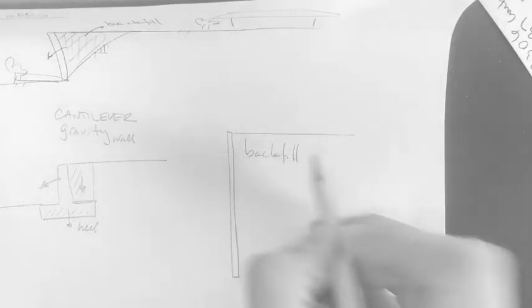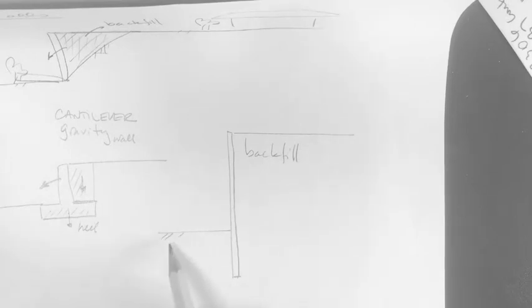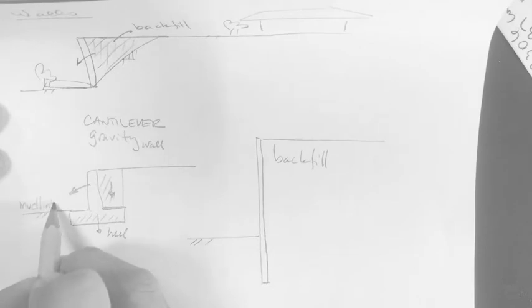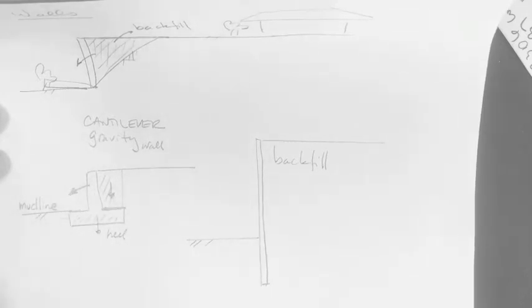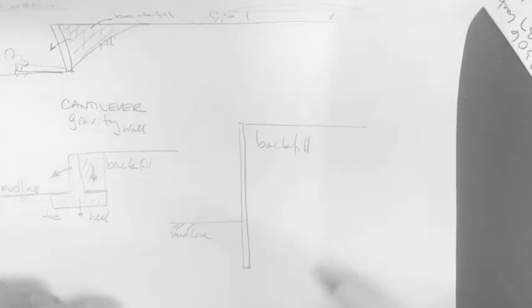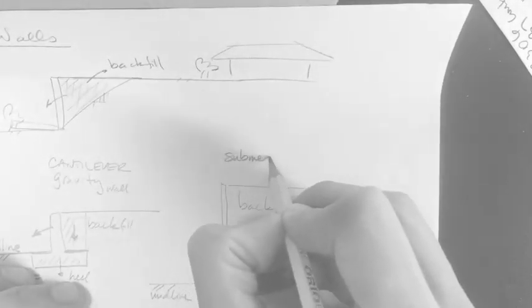Generally very slender relative to how deep they are. So here's the backfill. And here is what's called the mud line, which I failed to tell you what this side of the wall is termed. The mud line is the ground surface on the toe side of the wall. Okay, so here's the mud line. Here's the backfill for this wall. Oh, this is the backfill, right? So in this case, what happens is the following. This is called a submerged wall.